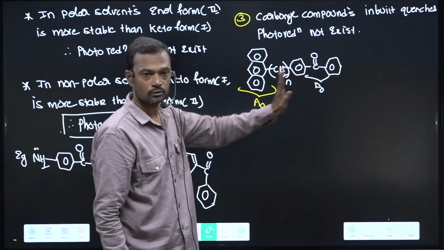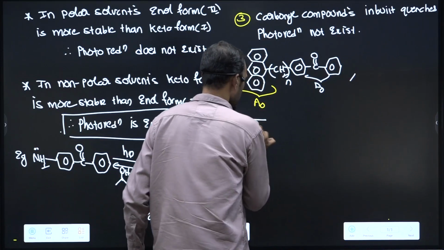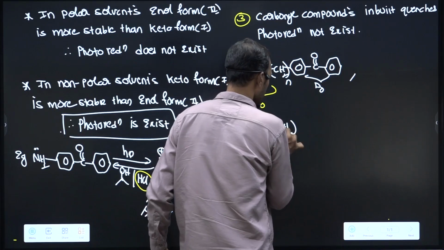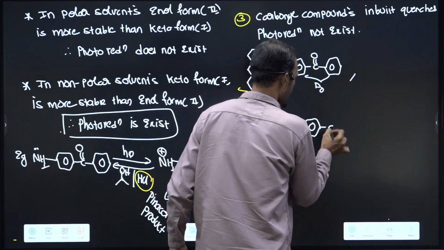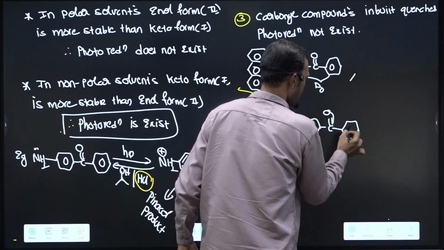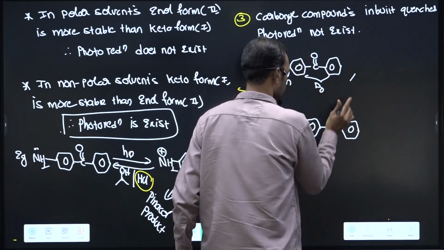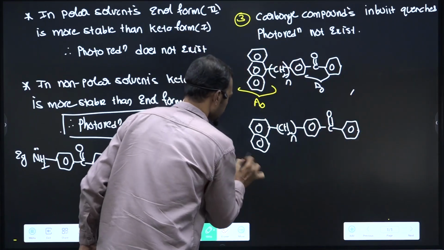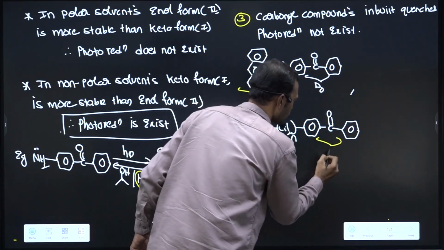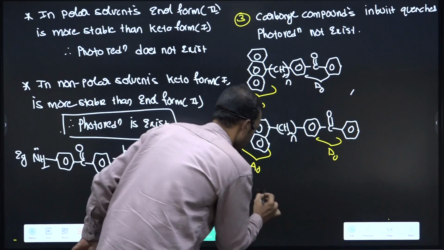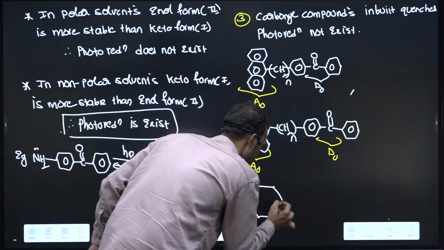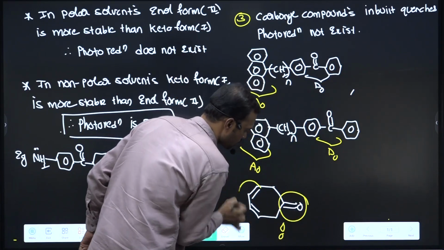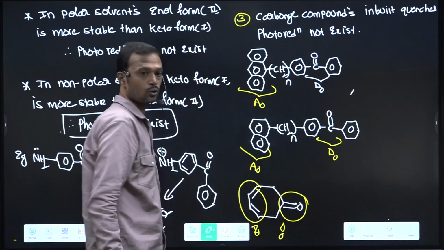Is an inbuilt quencher there or not? So it is not possible to undergo photoreduction. Here this is CH2 taken n times. This is C double bond O. So this is the acceptor, and this is a donor. No photoreduction. And even here, C double bond O, double bond, double bond. So what about this one? It is a donor, and what is this? Acceptor. So all these molecules, no photoreduction.